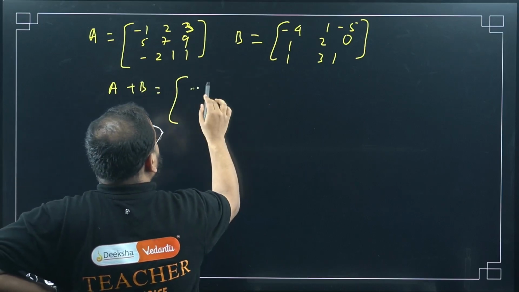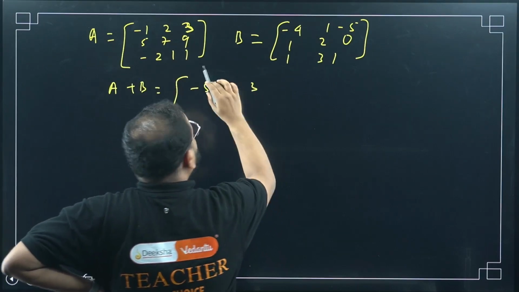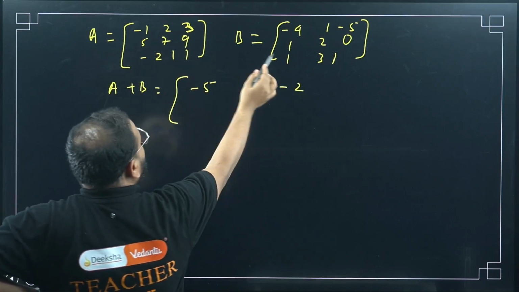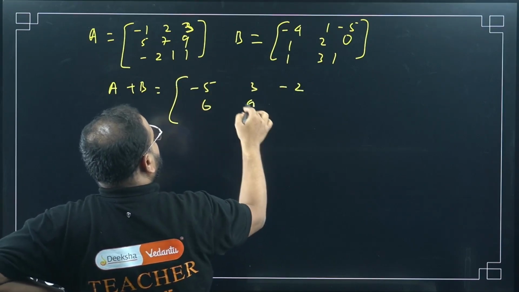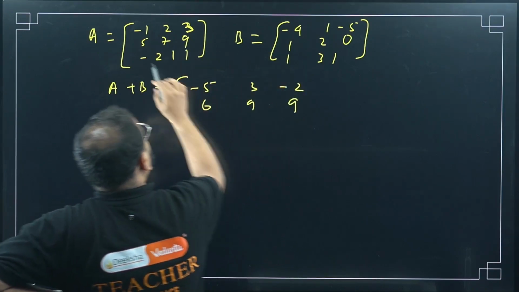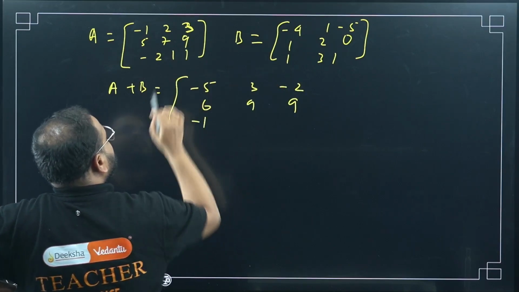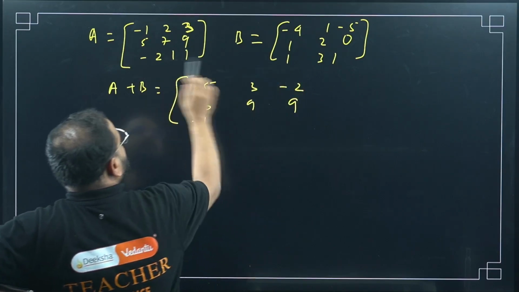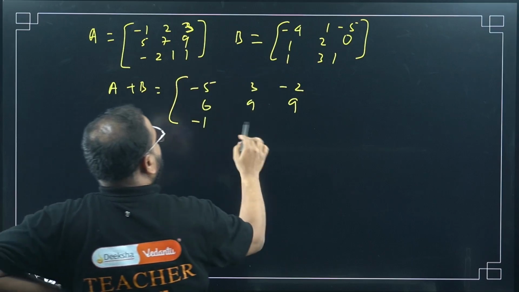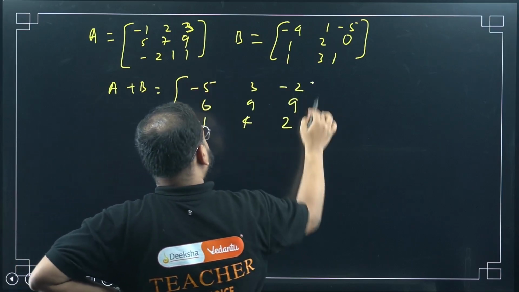Minus 1 minus 4 is minus 5. 2 plus 1 is 3. 3 plus minus 5 is minus 2. 5 plus 1 is 6. 7 plus 2 is 9. 9 plus 0 is 9. Minus 2 plus minus 1 is minus 1. And 1 plus 3 is 4. And 1 plus 1 is 2.